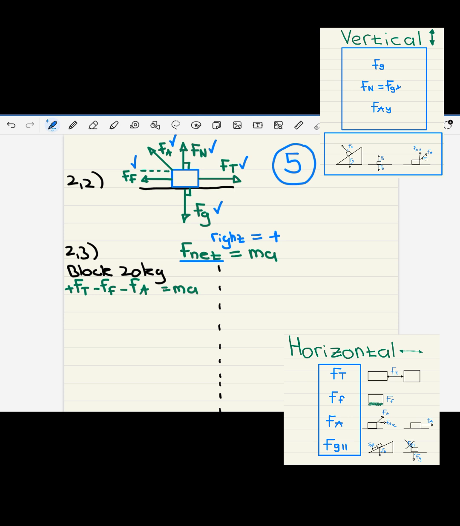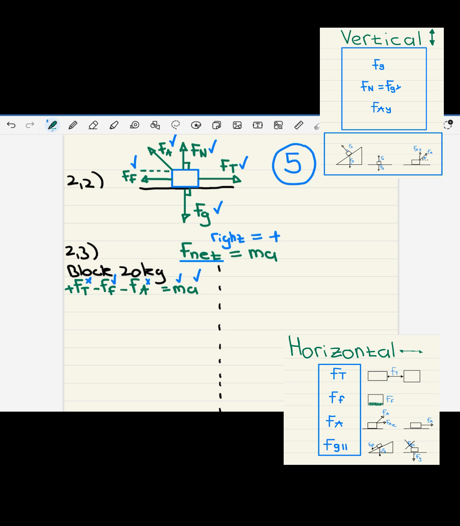Do we have the force of tension? No, we do not. Do we have the force of friction? Yes, we do. They've given it to us. Do we have the force applied? Yes, we do, but we still need to work out the actual answer. Okay, do we have mass? Yes, we do. And do we have acceleration? Yes, we do. We'll get to that now.